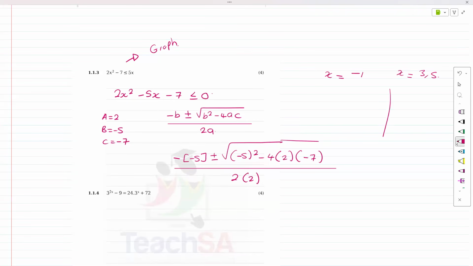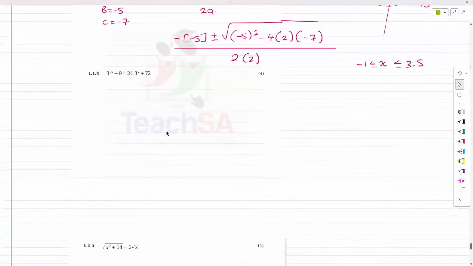Right? Guys, again, draw your graph. That's minus 1. That's 3.5. And then just draw a rough sketch. We should be good. If you don't want to put this line there, that's fine as well. It doesn't really matter, right? If you don't want to use that, don't. Use this then. But you should be fine either way.